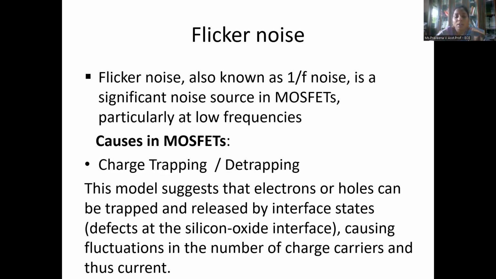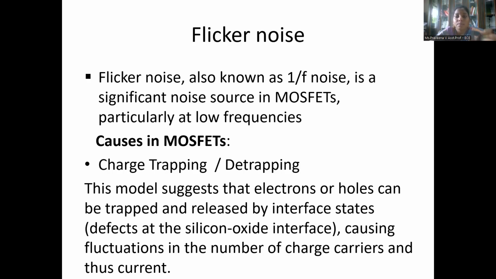Then is flicker noise. Flicker noise is also known as 1 by F noise. It's a dominant low frequency noise in a MOSFET. This increases as the operating frequency decreases. It is mainly caused by the trapping and re-trapping of charge carriers at defects near the silicon oxide interface. This results in a current fluctuation.